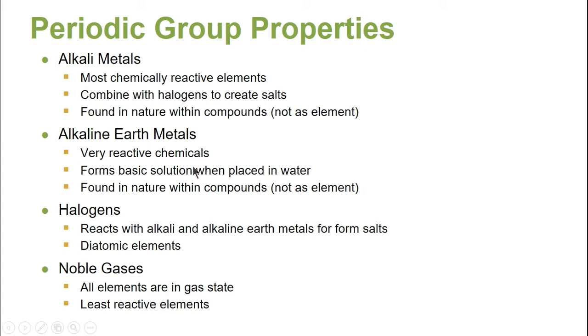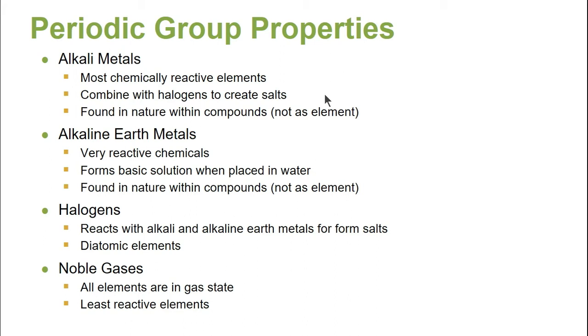Remember, these four groups: alkali metals is group 1, the alkaline earth metals is group 2, halogens is group 17, and noble gases is group 18. So we're just going to talk a little bit about a few features of these groups. The alkali metals are the most chemically reactive elements.